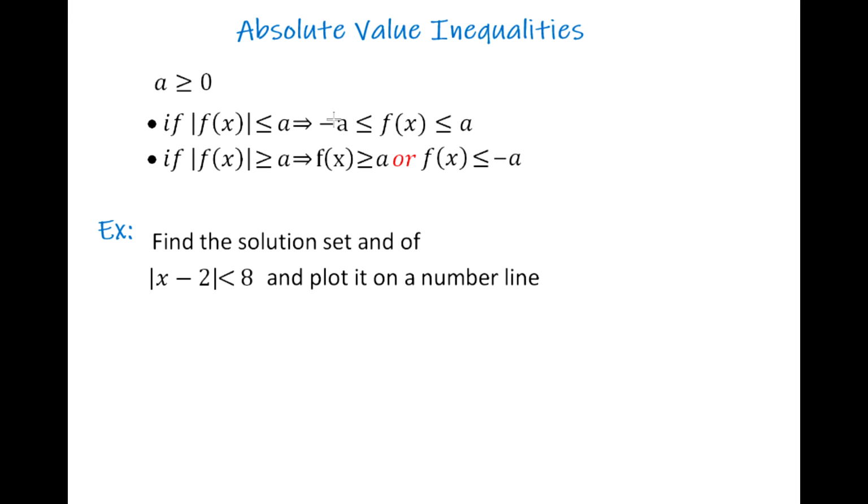Welcome to a new video which is about absolute value inequalities. There is a property about the subject and we will take a look at that property and we will solve one question related to that property, and at the end I will solve two challenging questions about the subject.